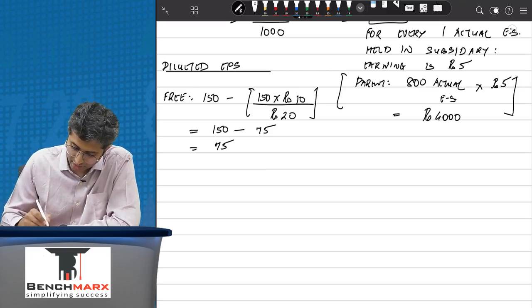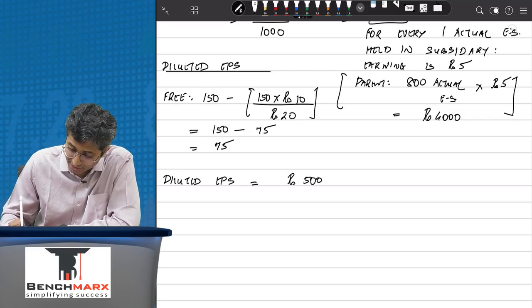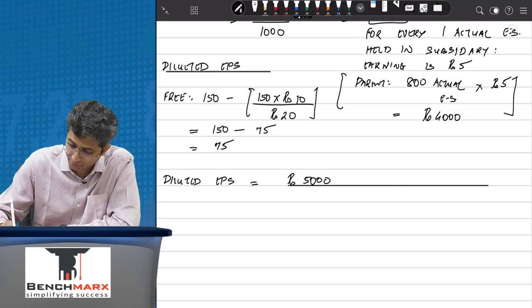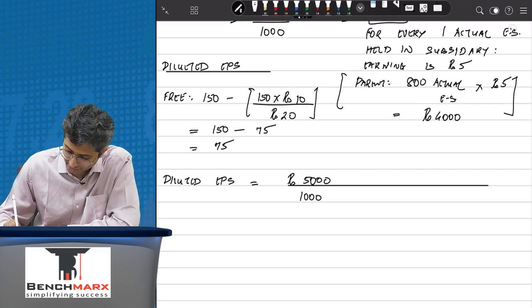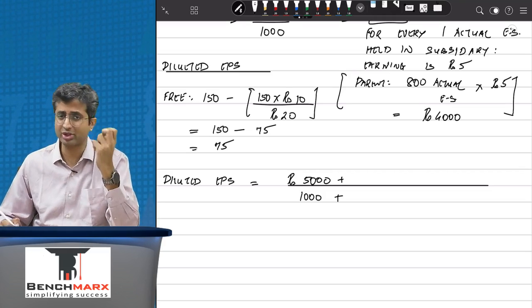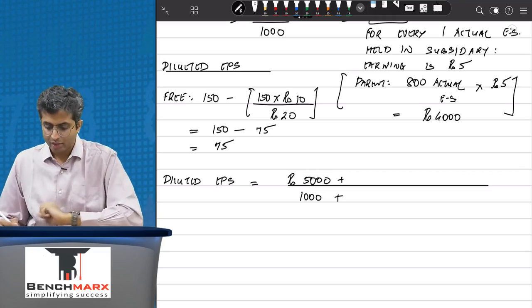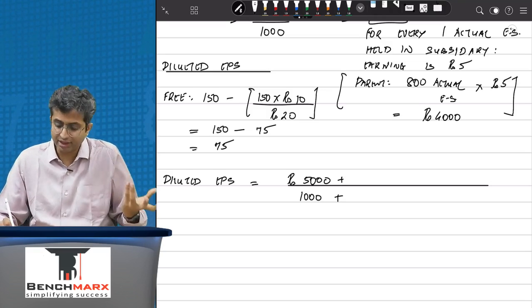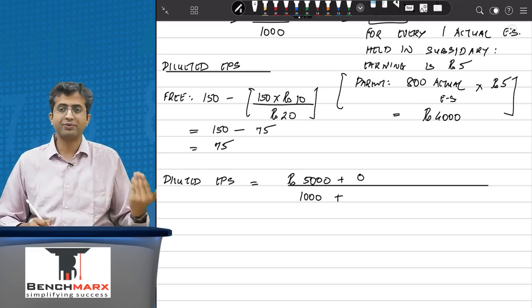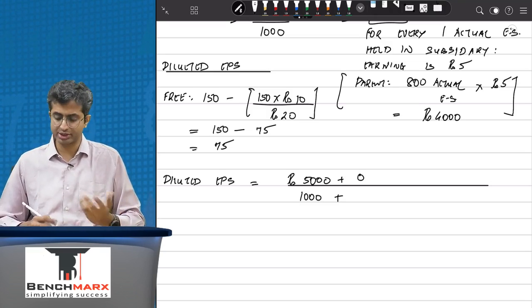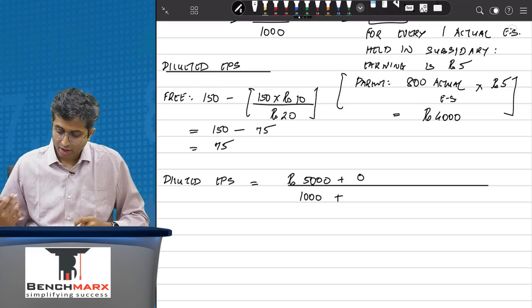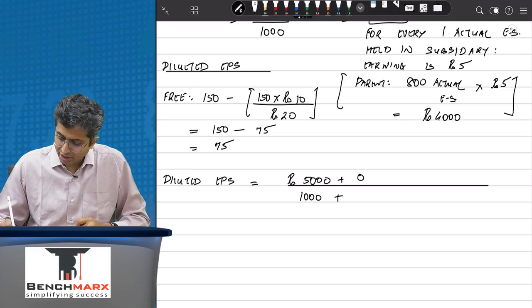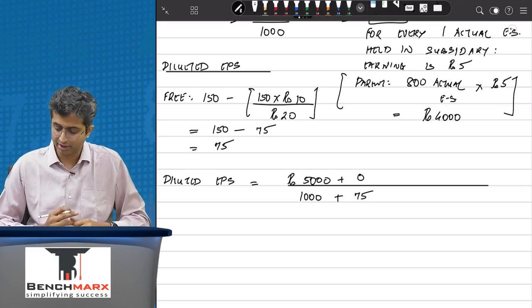Okay. Now, if I were to calculate the diluted EPS, the diluted EPS will start where the basic EPS ends. The basic EPS ends at 5,000. So the diluted EPS starts at 5,000 divided by 1,000 ordinary shares. Achha, what are the potential equity shares? There are two potential equity shares. One is the convertible preference shares and one is the options. Achha, if options are converted, well, there is no real cost saving. There's no fair value gain or loss which is also given. So there's no real cost saving. So this is added 0. And in the denominator, you will add the incremental or the free element.